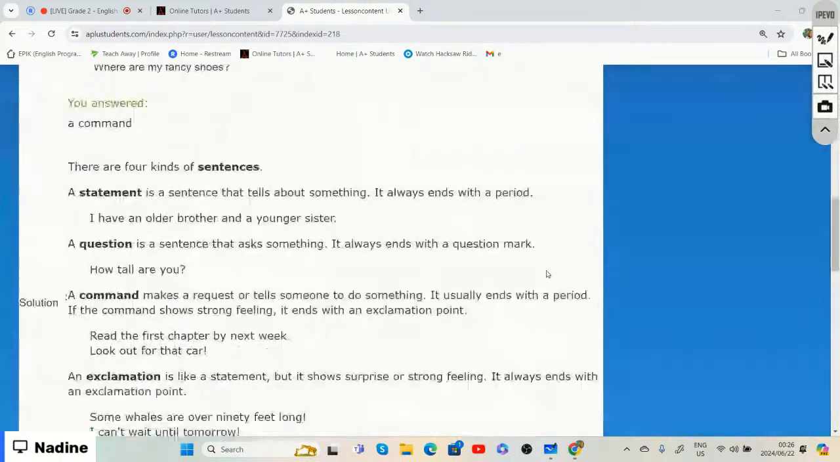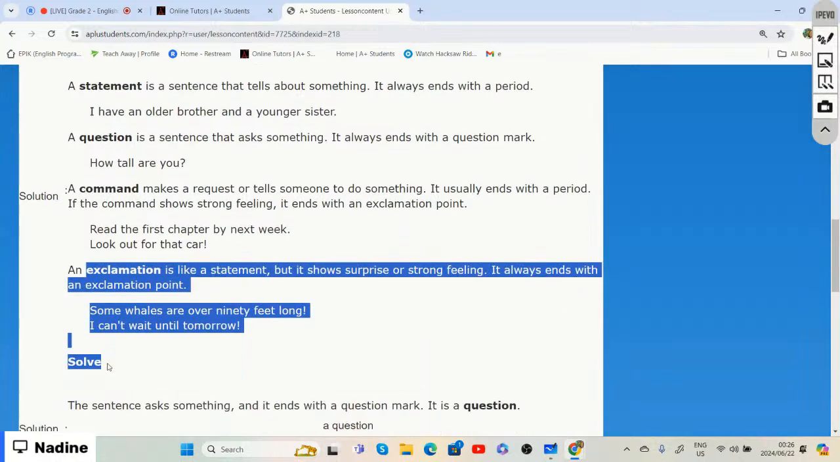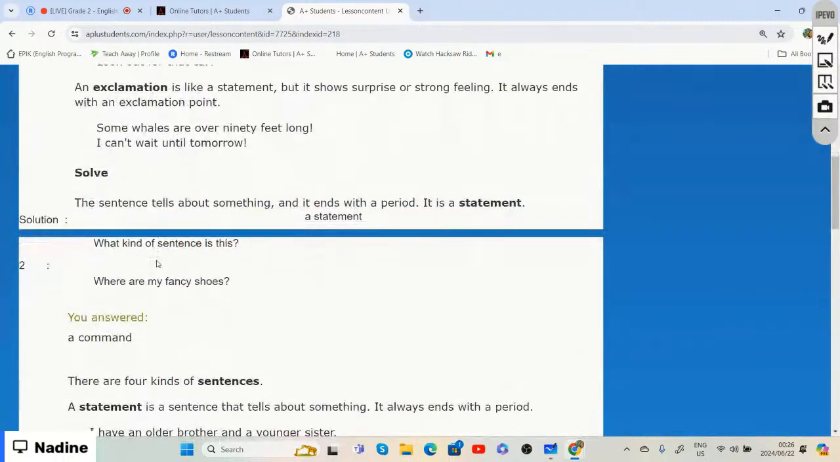The next one says, where are my fancy shoes? You need to say if it is a statement, a question, a command, or if it's an exclamation. Where are my fancy shoes? Is that a statement that's being made? A question?